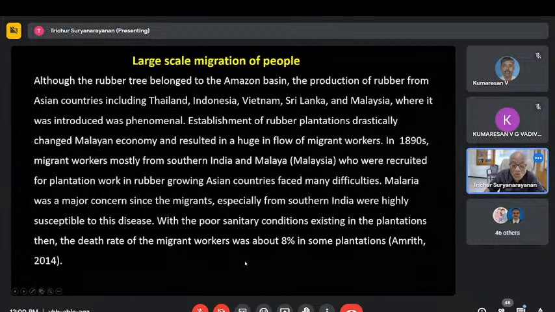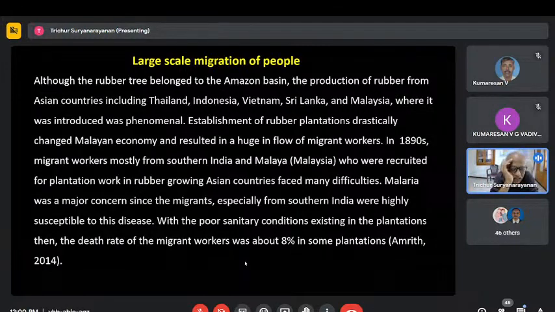Now, why is it that the rubber plant could grow as a plantation in Southeast Asia and not in its native place? Well, the explanation could be that the pathogen is not present in the Southeast Asian countries. So that way, rubber could be grown as a plantation.